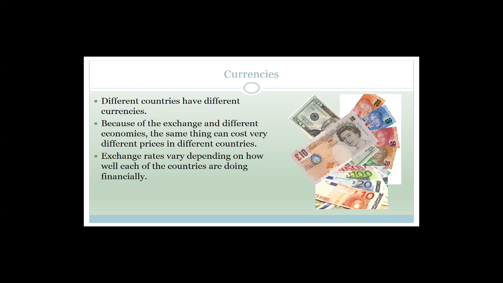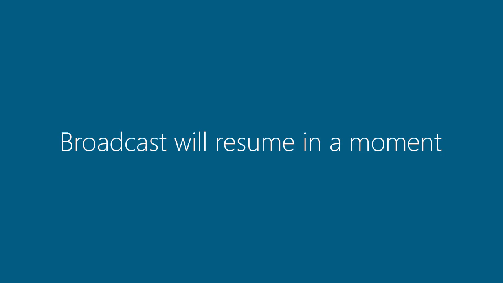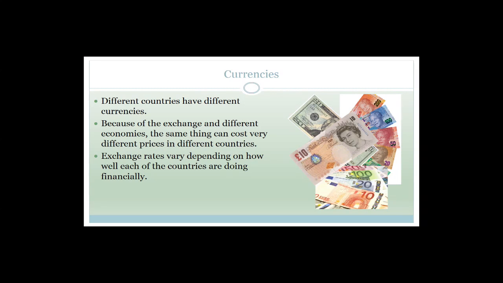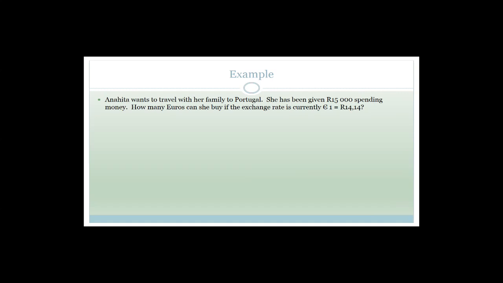So exchange rates vary depending on how well each of the countries are doing. I don't know if you're aware, but at the moment, our exchange rate is not doing so badly against the dollar or the pound. Actually, no, it's taken a bit of a knock recently. But anyway, the point is that it depends what's happening in the country. If the country is financially very solid and very strong, like America or Britain, then obviously they've got a very strong currency. And countries that are struggling a little bit financially have a weak currency.